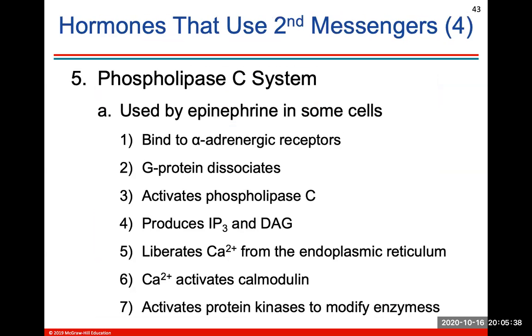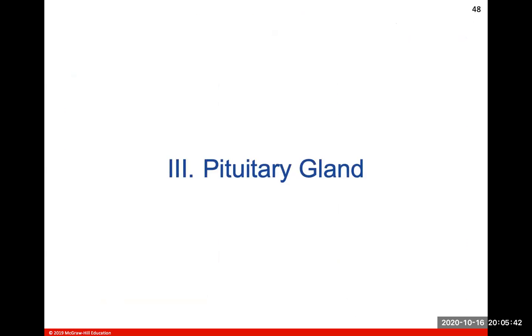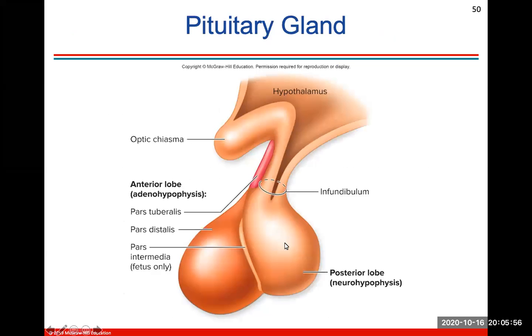So I'm gonna skip over this to get to the next major section here, which will be the pituitary gland. So the pituitary gland is attached to your hypothalamus by a stalk called the infundibulum. We divide it into the anterior lobe and the posterior lobe. And the anterior lobe and the posterior lobe will produce or secrete different types of hormones.